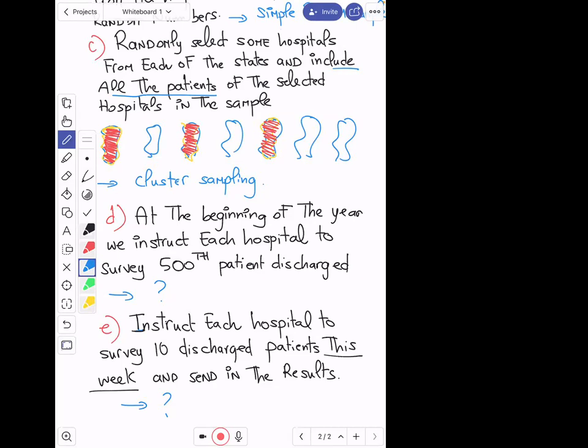So in E, guys, you see, we instruct each hospital to survey 10 discharged patients this week. So in E, we don't really bother ourselves. We just survey 10 patients this week and then send in the results, right? So E, no, it's not as simple. It's not a simple random sample.